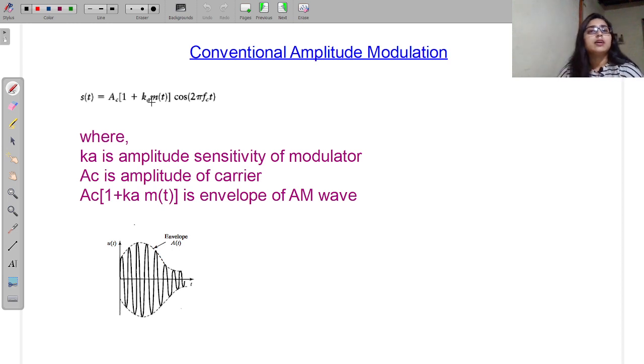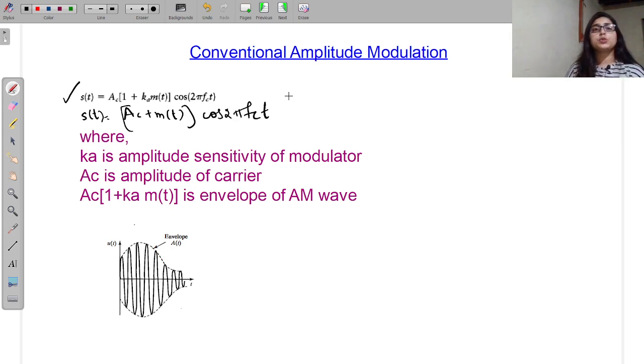I have already told you about the general expression, and another one I have told you, S of t equal to AC plus m of t cos 2 pi fct. This is another general expression for amplitude modulation. You may get any kind of expression in your question, so you should be aware of both these expressions. Ka is the amplitude sensitivity, m of t is your message or modulating baseband signal, and fc is the carrier frequency, and altogether AC into 1 plus Ka m of t will be the envelope of the amplitude modulated wave.